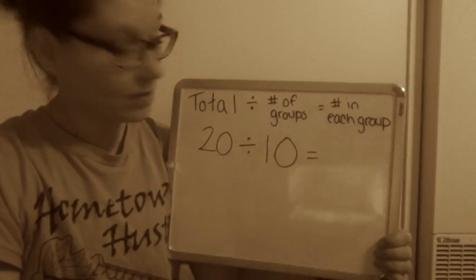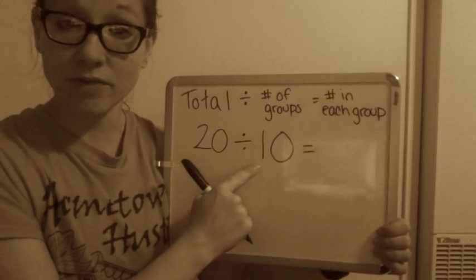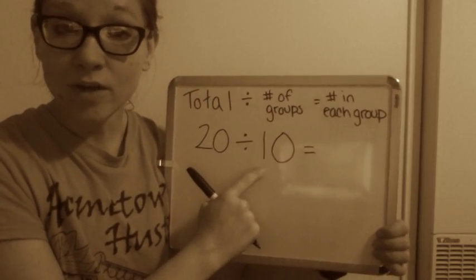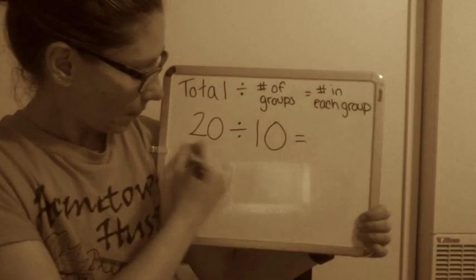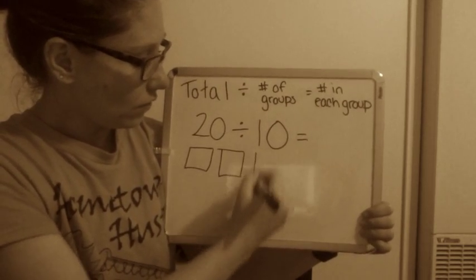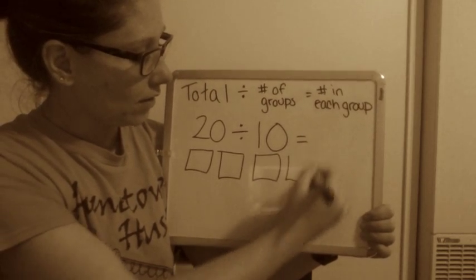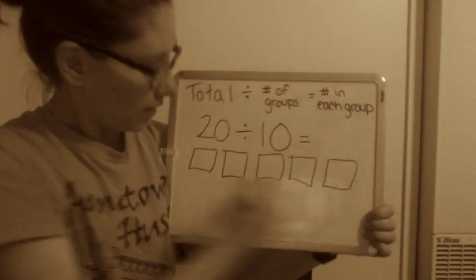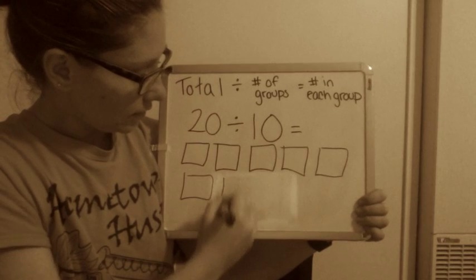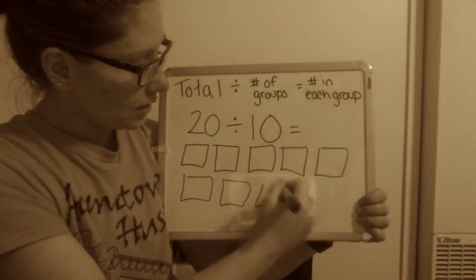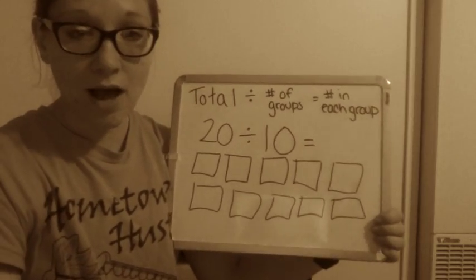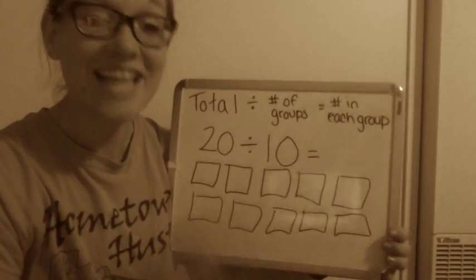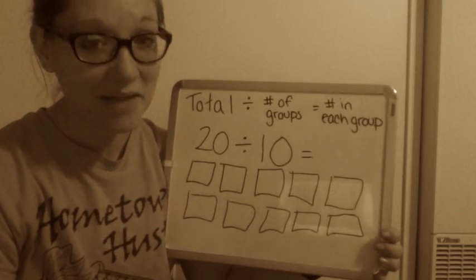So what I'm going to do is simply draw out the number of sandwich bags that I have. We have 10 sandwich bags. 1, 2, 3, 4, 5, 6, 7, 8, 9, 10. Go ahead and draw out your 10 sandwich bags if you haven't already.